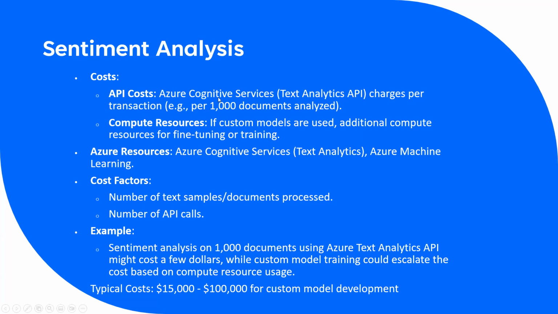API costs are mostly the text analytics API. This is the API that will help do the sentiment analysis, and then charges per transaction. So Azure Cognitive Services charges per transaction. Example, 1,000 documents analyzed. Compute resources: if custom models are used, additional compute resources for fine-tuning or training.